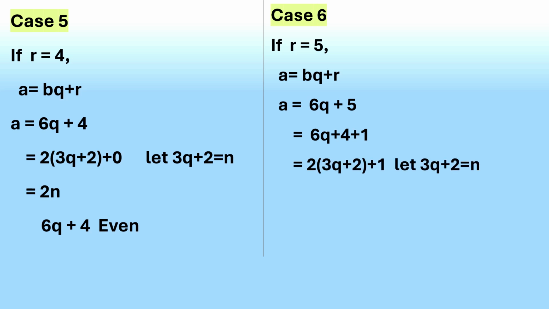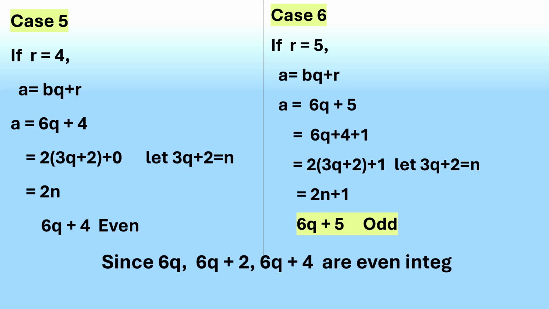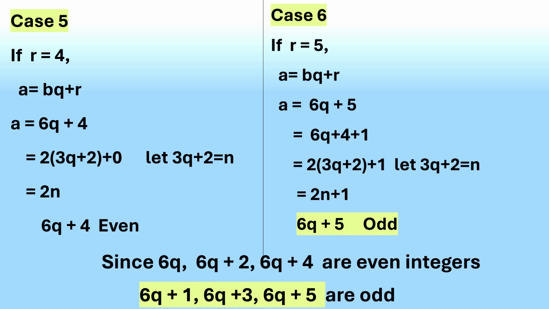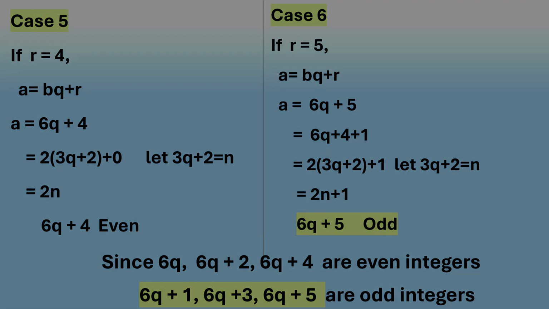Let 3q plus 2 be equal to n. Then we'll get 2n plus 1. 2n plus 1 is an odd integer. So 6q plus 5 is also an odd integer. Since 6q, 6q plus 2, 6q plus 4 are even integers, the remaining 6q plus 1, 6q plus 3, 6q plus 5 are odd integers. Hence, proved.